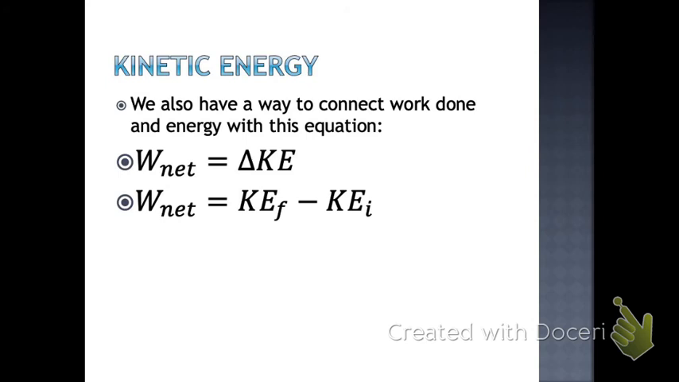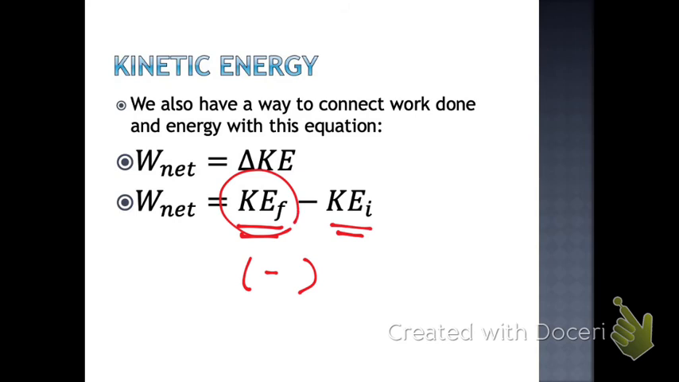I want you to think about this. If my object is slowing down, do you think my work is going to be positive or negative? It's going to be negative, right? If I'm slowing down, my final kinetic energy would be lower than my initial kinetic energy, which would result in a negative value there. If I'm speeding up, my net work would be positive because my final kinetic energy would be greater than my initial kinetic energy.